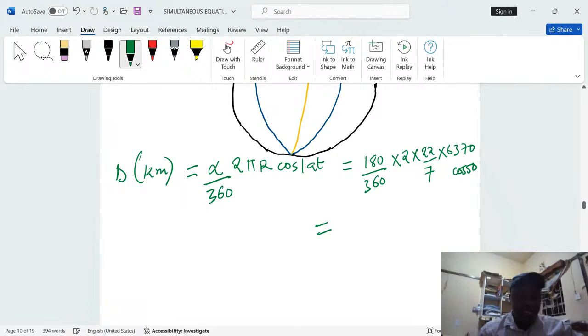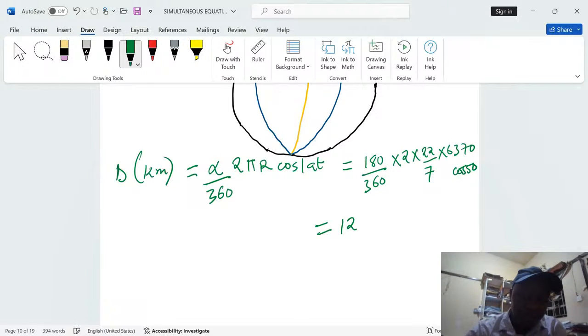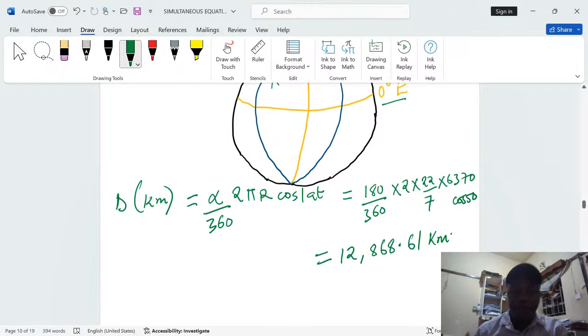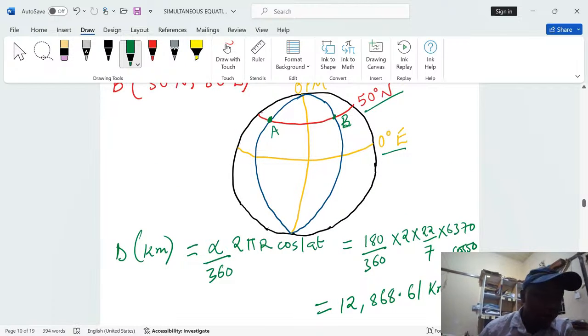Let us look at the distance. When we take 180, we multiply by 2 by 22 by 6370 cosine of 50. Then we divide by, open brackets, 360 multiplied by 7. This is going to give us 12,868.61 kilometers. So that is the distance from A to B along the parallel of latitude.